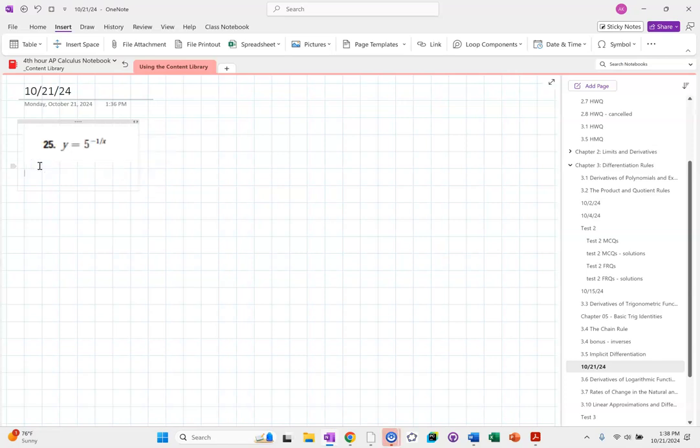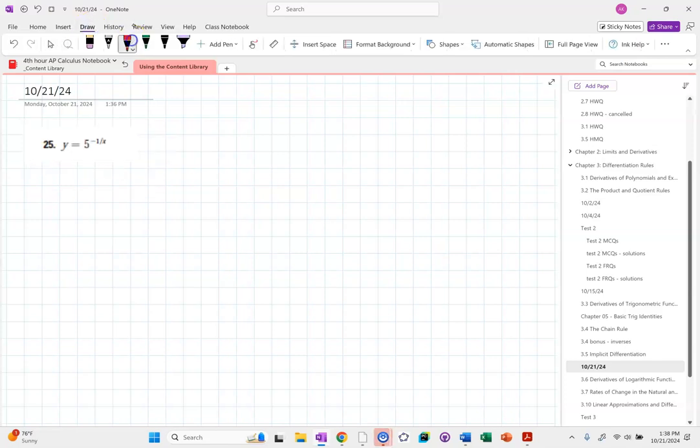Okay. This is the one, right? All right. So when I look at this, I see a chain rule because I see a function inside of a function. I see the outer function is 5 to the x, and the inner function is negative 1 over x. Agreed? So when I do the derivative, I'm going to do the derivative of the outside.